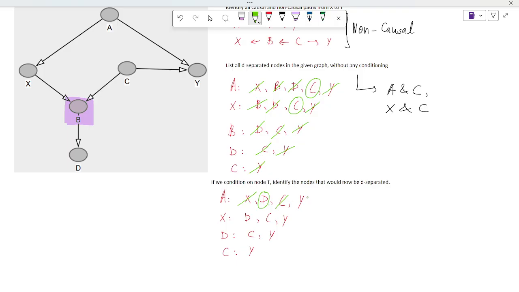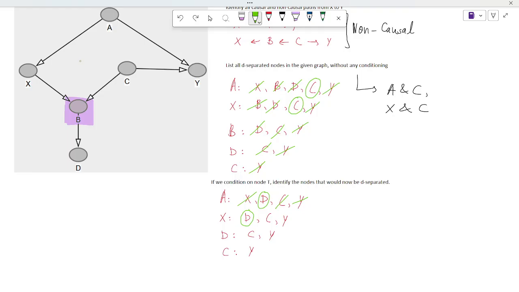Next, you have A and Y, which are still directly connected. Then you have X and D. X and D had only one path between them. It was a chain and it went through B. Now you have blocked that path, which means they are going to be d-separated. The other path goes through B as well, essentially. If you draw a path from here, that first goes to B as well. Either way, you have blocked B. And on the other path, you have a collider on Y as well.